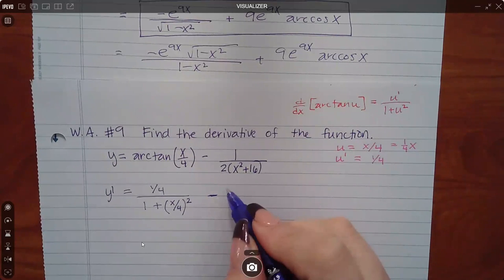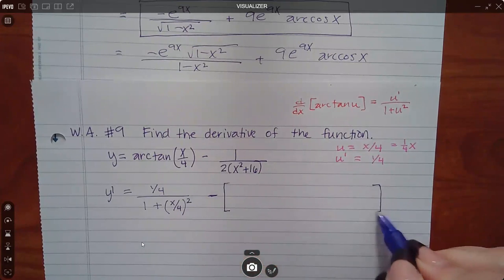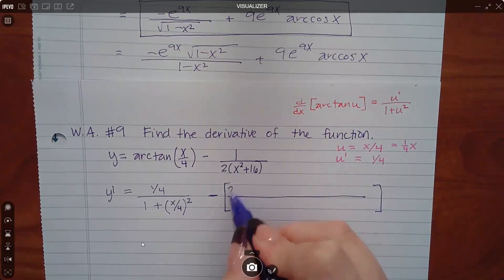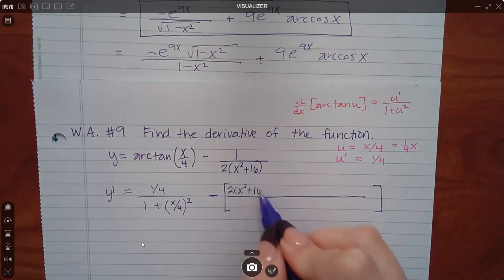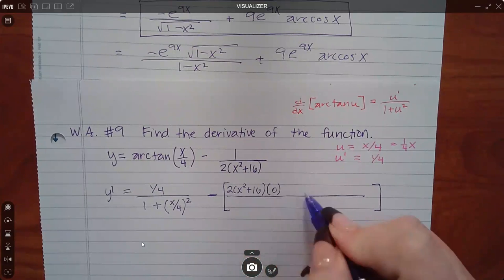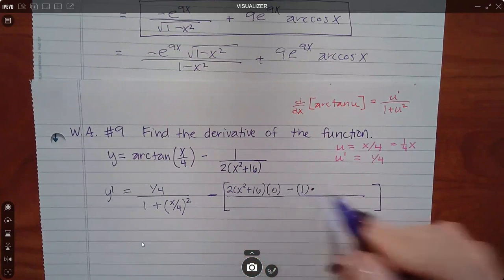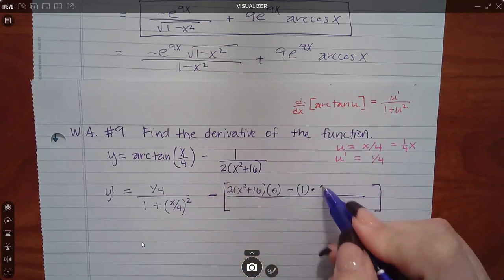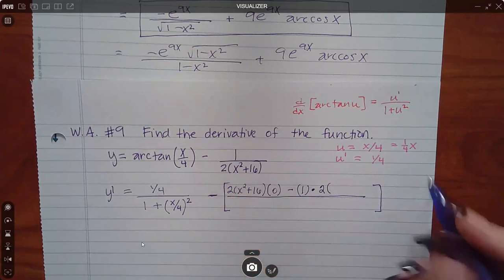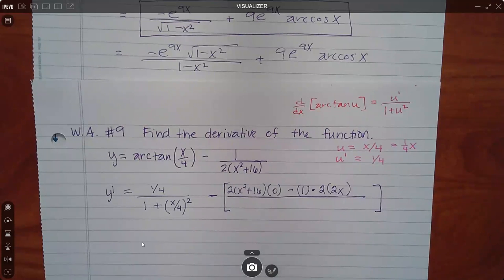So I'm going to go ahead and do a bracket because that minus applies to the entire quotient rule. So I get low d high. What's the derivative of the 1? 0, minus high d low. Now this 2 is just the constant multiplier. But what's the derivative of x squared plus 16? 2x. You got it.